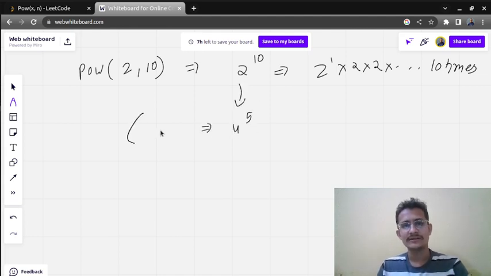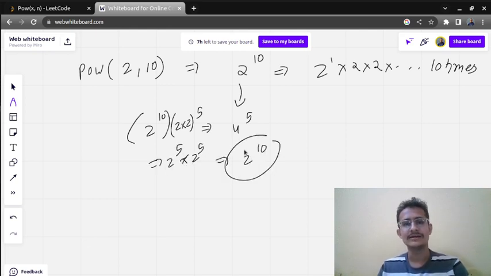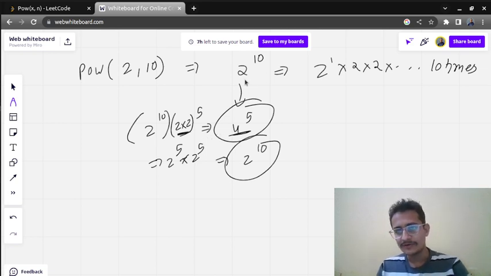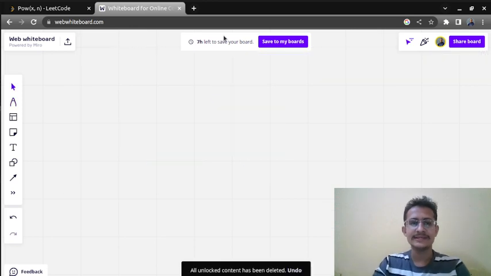How have we written it? We know that 2 to the power 10 can be written as 2 to the power 5 multiplied by 2 to the power 5, which will become 2 to the power 10. So we have multiplied the base and we got 4 to the power 5. We can do like this. So what I have done is, I have reduced the power by half and I have multiplied the base by the same number.